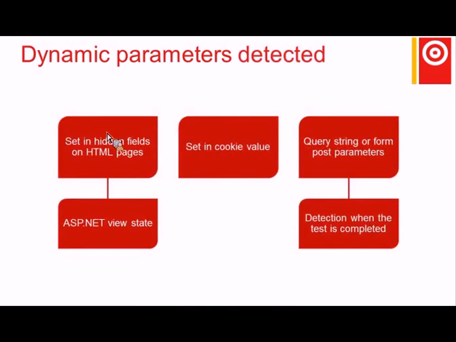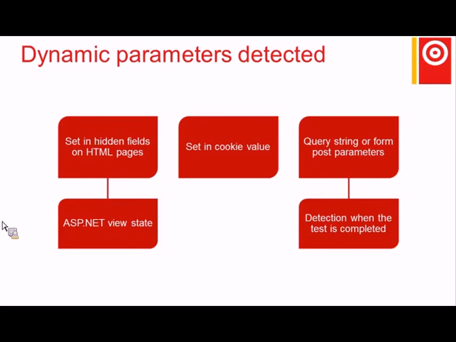Now, the most common dynamic parameters, certainly the ones that it does automatically pretty much every time, are the set hidden fields. Any hidden fields it identifies in an HTML web page, it will automatically do at runtime. And if it detected them during recording, it will automatically have them set in the request where they need to be a query string.